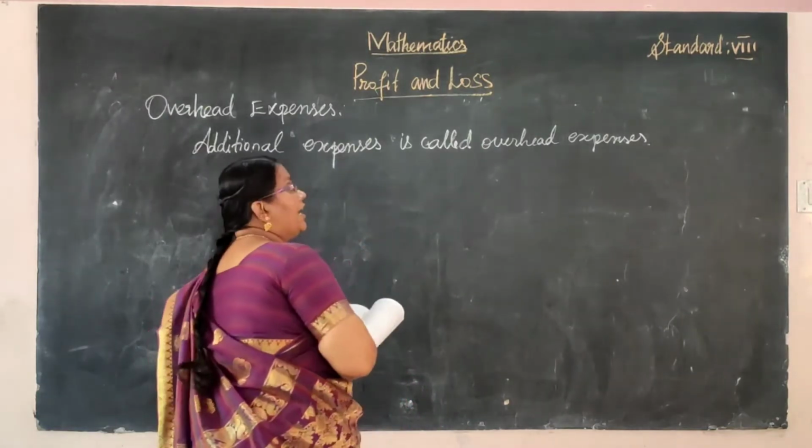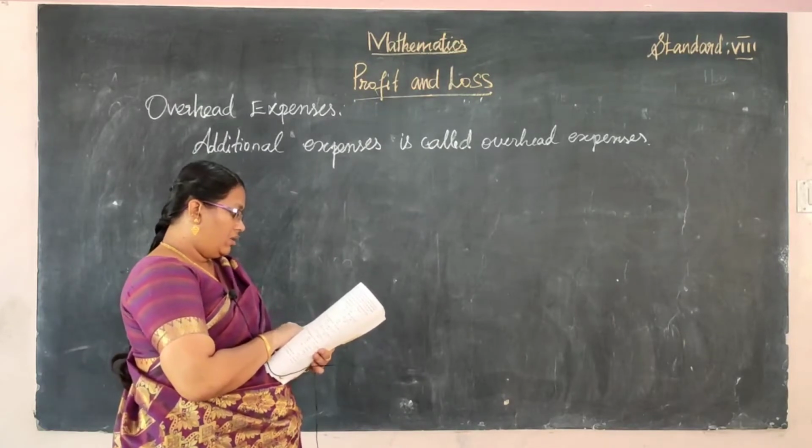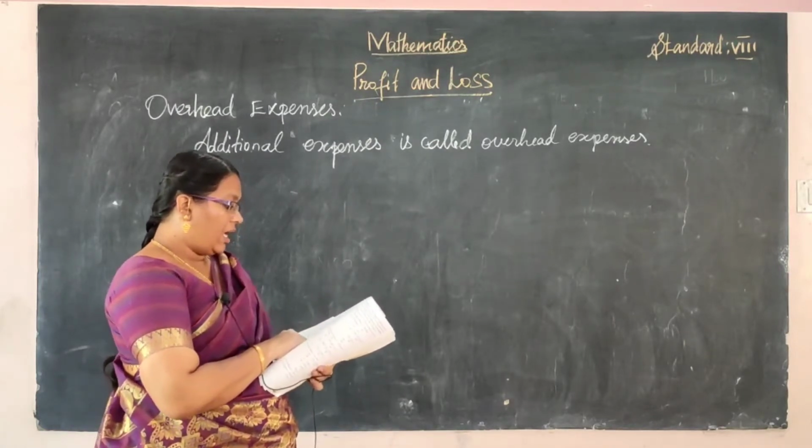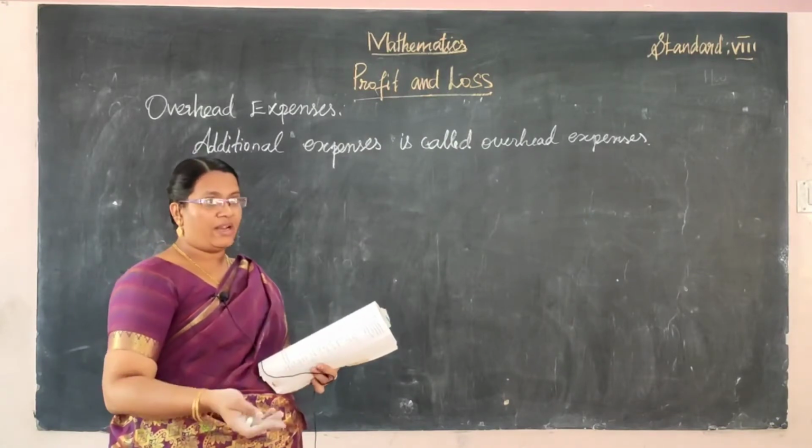net cost or actual cost or total cost price. So how to calculate the net cost price? The overhead expenses are added to the cost price.